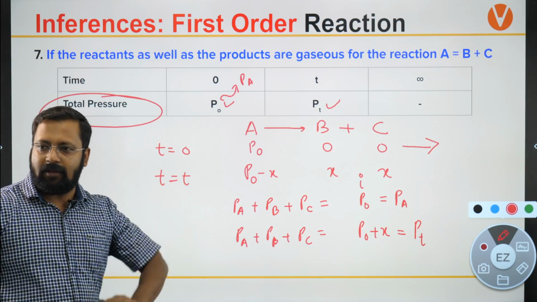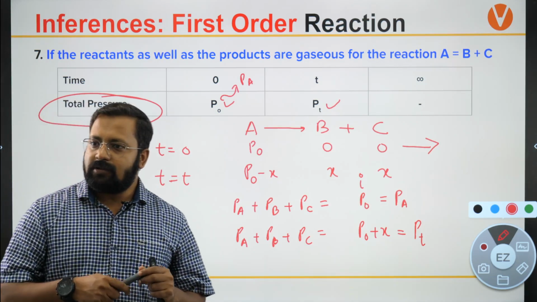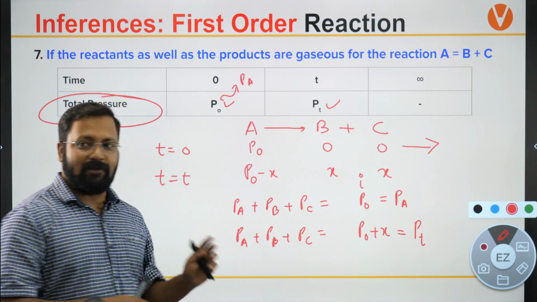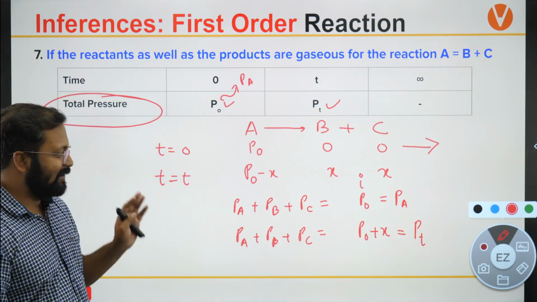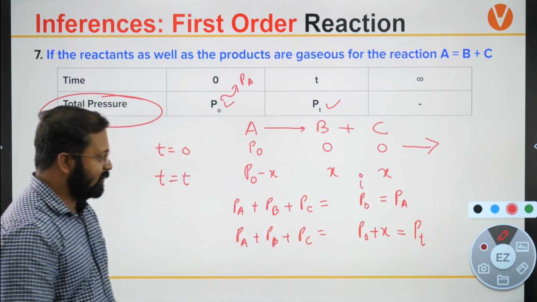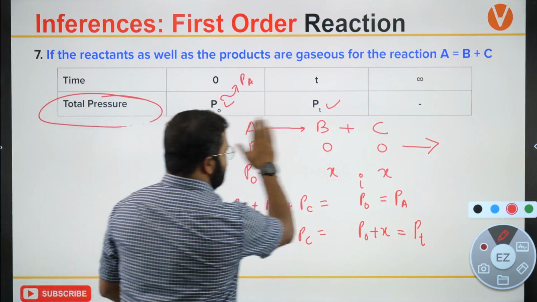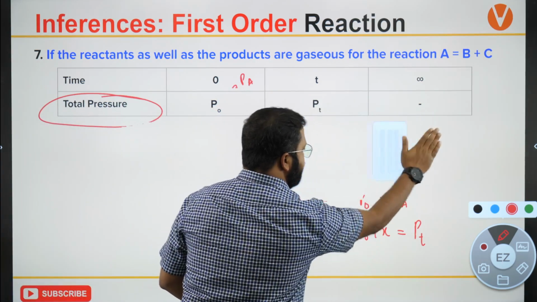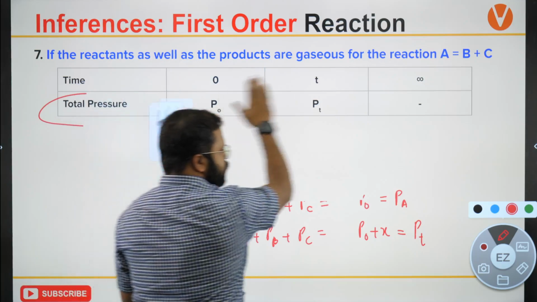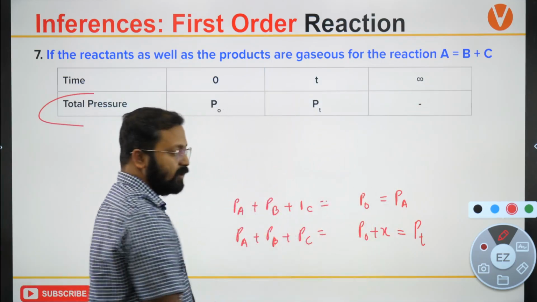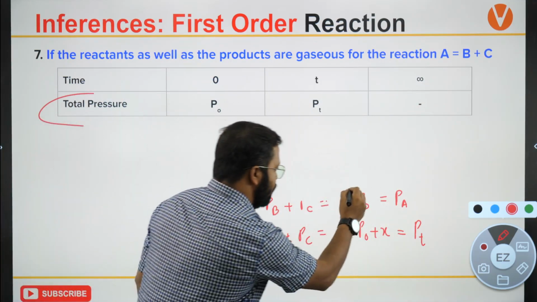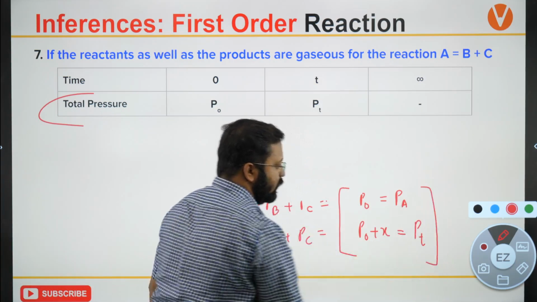So we write the constant in terms of pressure. This is not the equilibrium constant, this is the rate constant. I hope this is understood by everybody. A very simple expression. So we are getting these two inferences, and I have to use these two inferences.